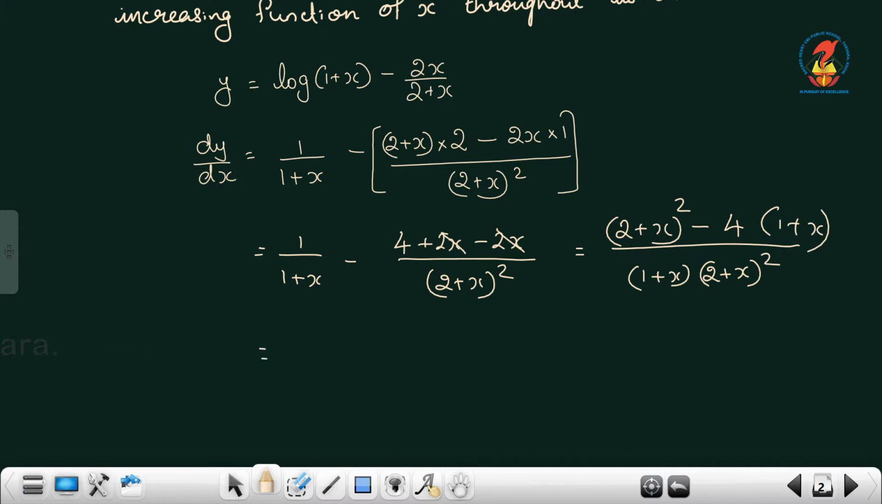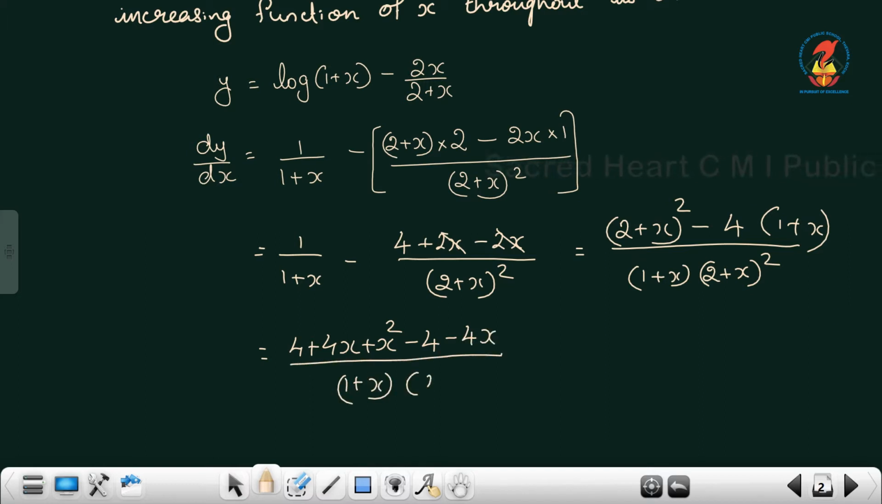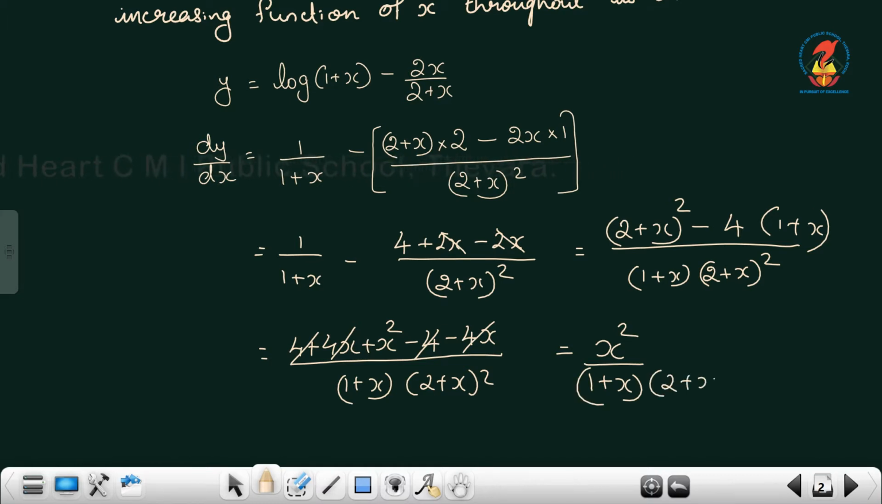Then again simplify that. Expand: a square plus 2ab plus b square, minus 4 minus 4x, by (1 + x) into (2 + x) whole square. 4x cancels, 4 cancels. So it is x square by (1 + x) into (2 + x) whole square. And this is dy by dx.